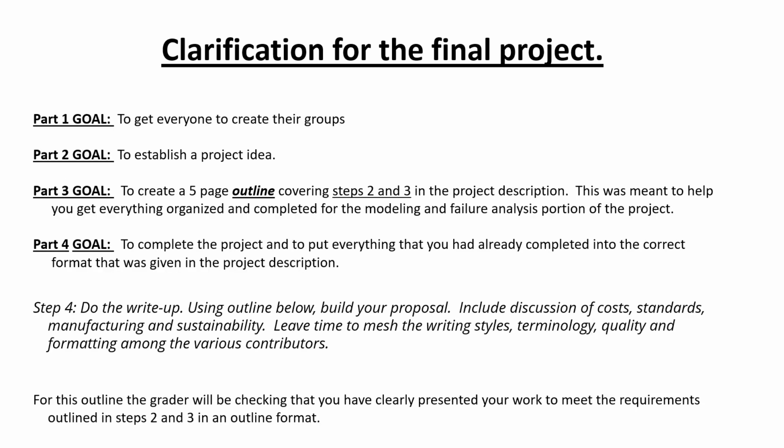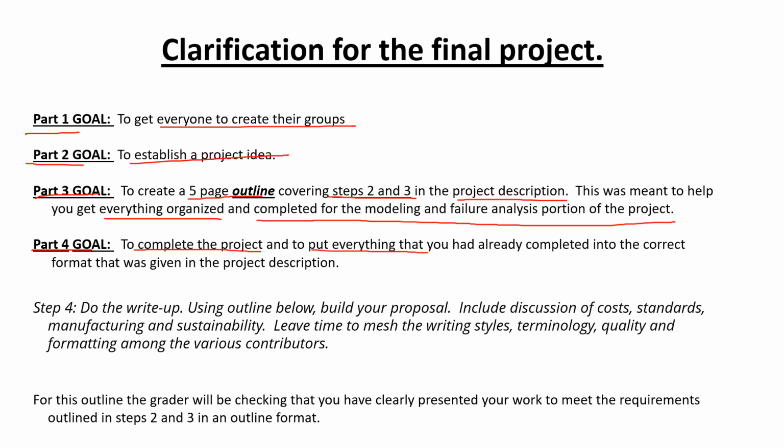So in summary, Part 1 goal is to get everyone to create their groups. The Part 2 goal is to establish a project idea. The Part 3 goal is to create this 5-page outline covering steps 2 and 3 in the project description. And this was meant to help you get everything organized and completed for the modeling and failure analysis portion of the project. And Part 4 goal is to complete the project and to put everything that you had already completed into the correct format that was given in that project description.